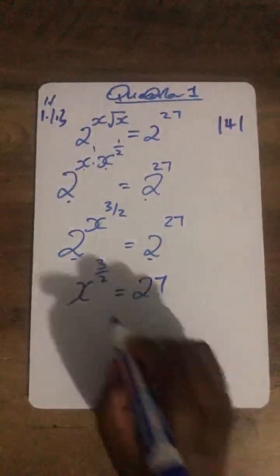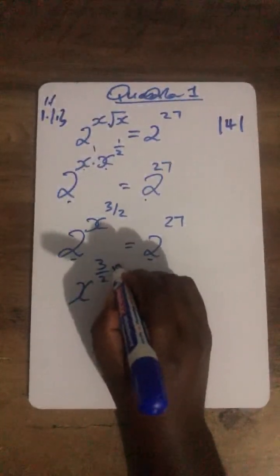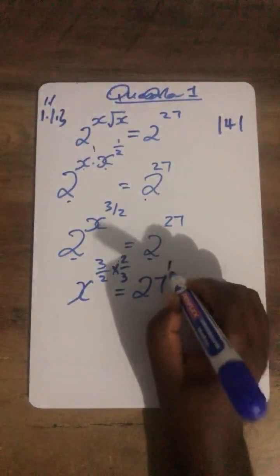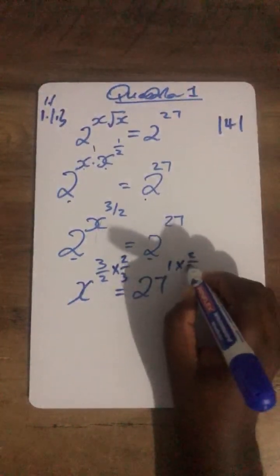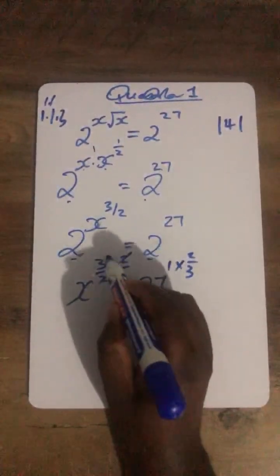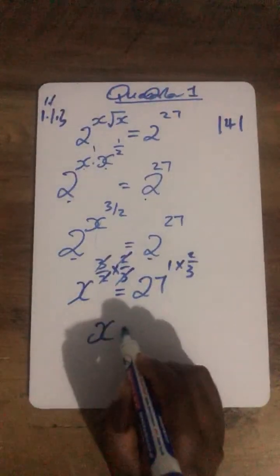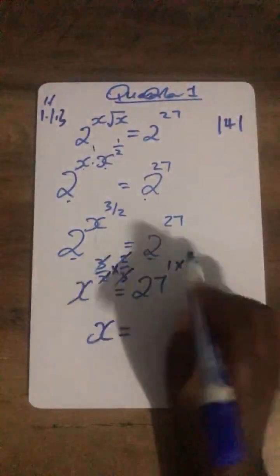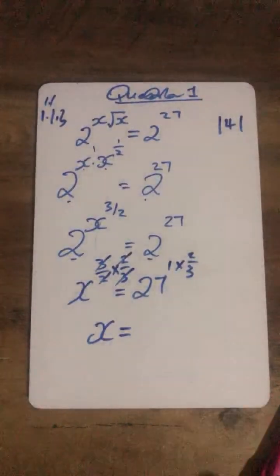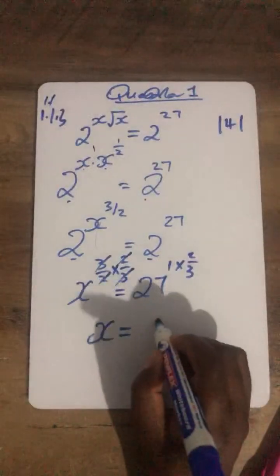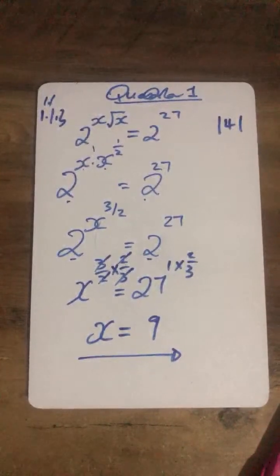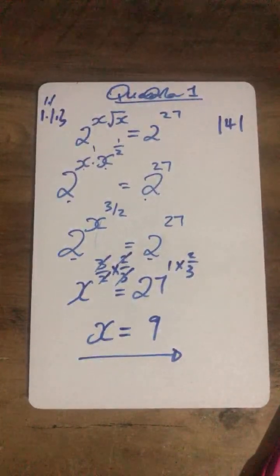So what you can do to remove that, how about you multiply both sides by 2 over 3? Obviously there's an invisible 1 there. Why 2 over 3? So that this cancels with that. Then you have x equals, you punch all of that into your calculator: 27 to the exponent 2 over 3, and it gives you 9. So 9 is the answer for that question.